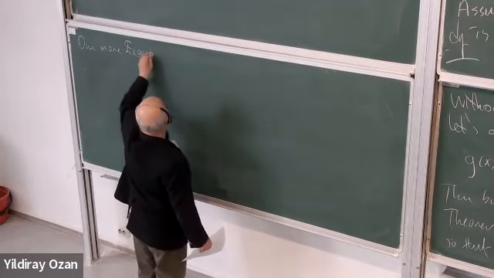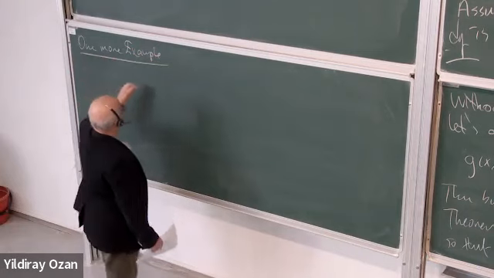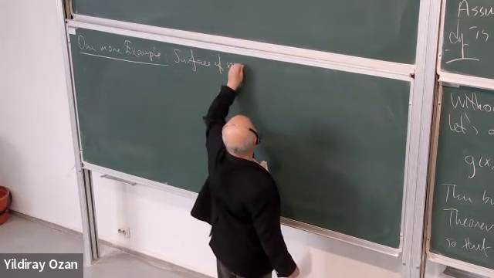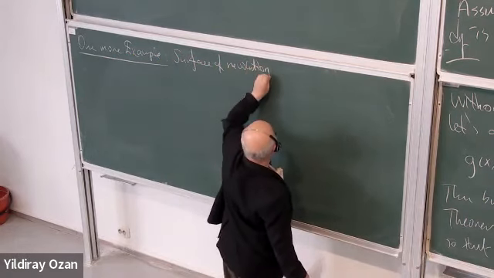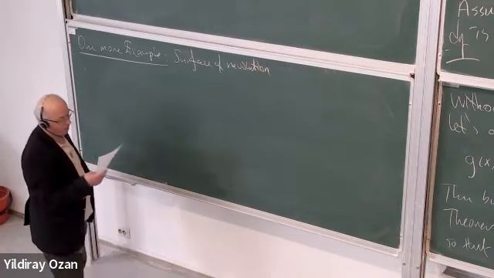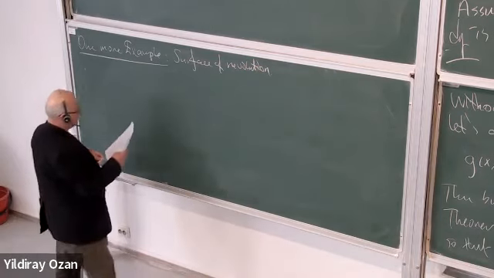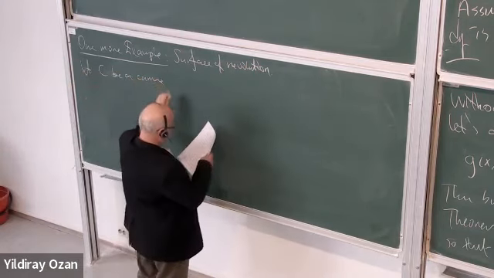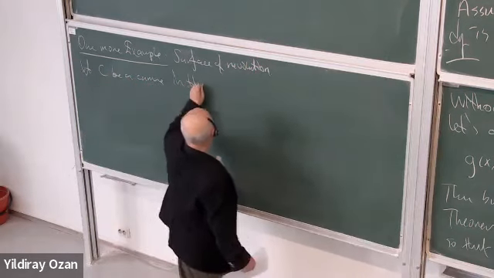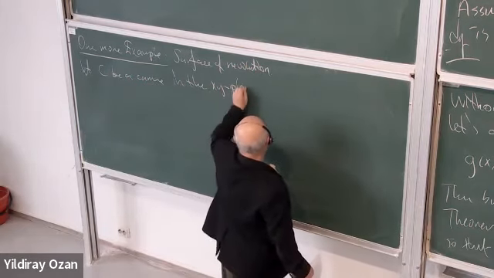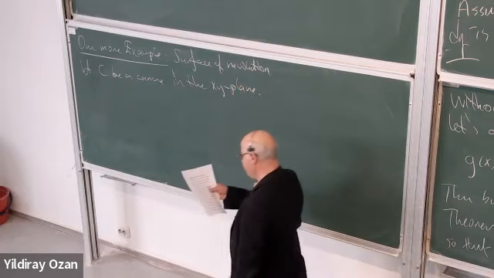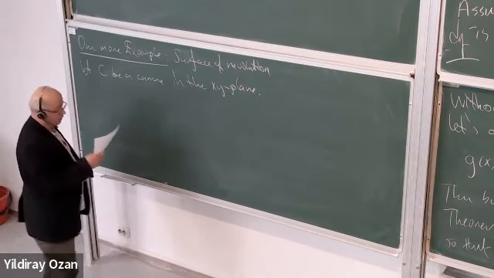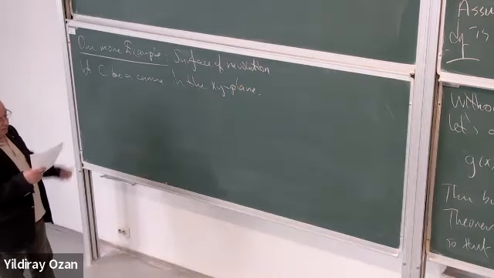One more example: the so-called surface of revolution. All right, so what is this? Let C be a curve in the XY plane, and let us rotate the plane along the x-axis.